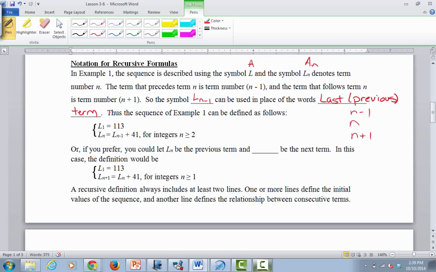So on this one, if you notice, L sub 1 equals 113, and then it says L sub n, the next one. You could think of it like this: next equals last plus 41. Right? And this is another way of writing it the same way, but instead of using n minus 1, they're using n plus 1. Okay?